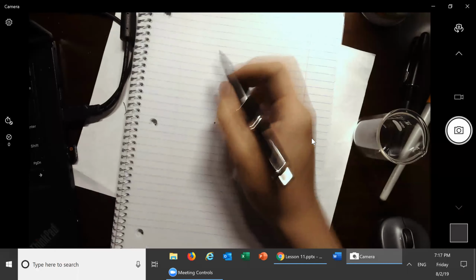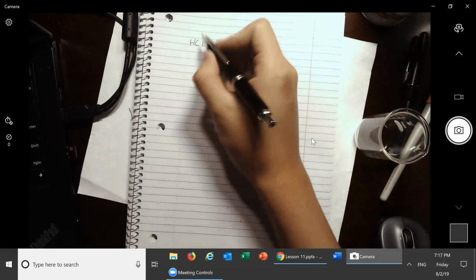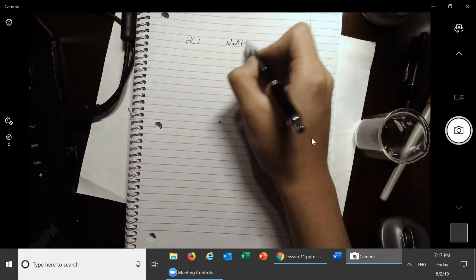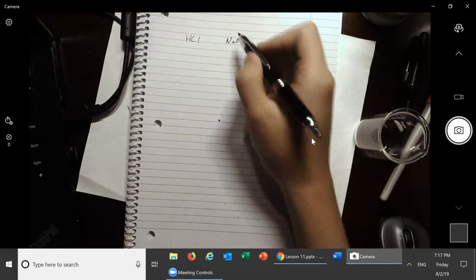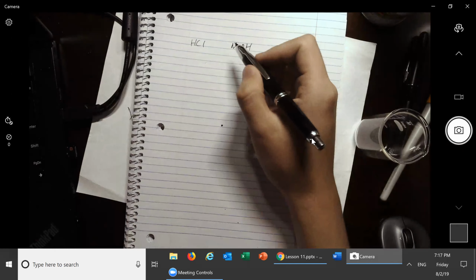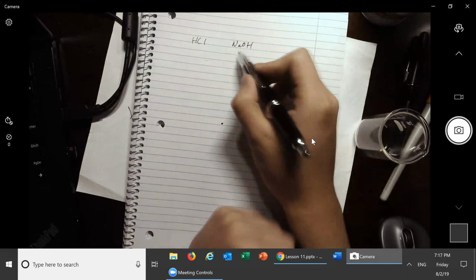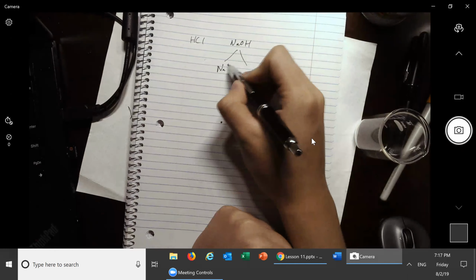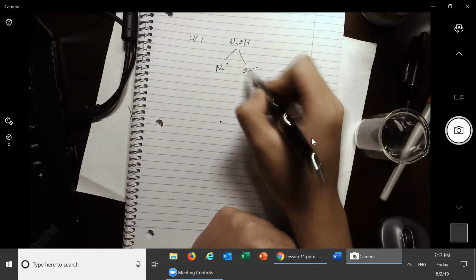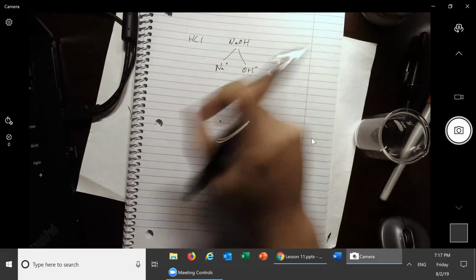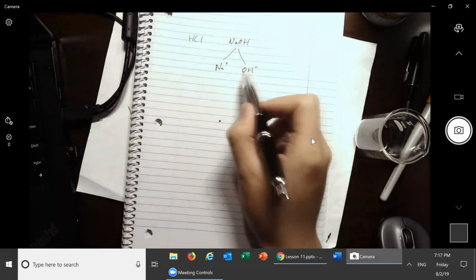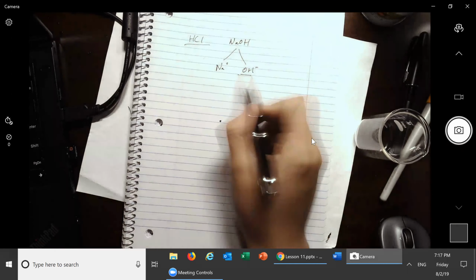So what do we have? We have HCl and NaOH. And what might be helpful is to realize that we can split this up into two ions, Na+ and OH-. So does anyone have a guess as to which one of these components is the acid and the base?